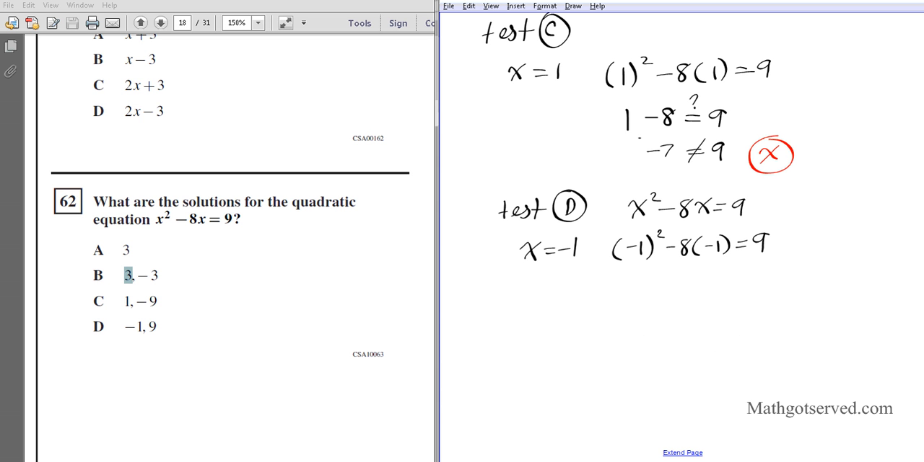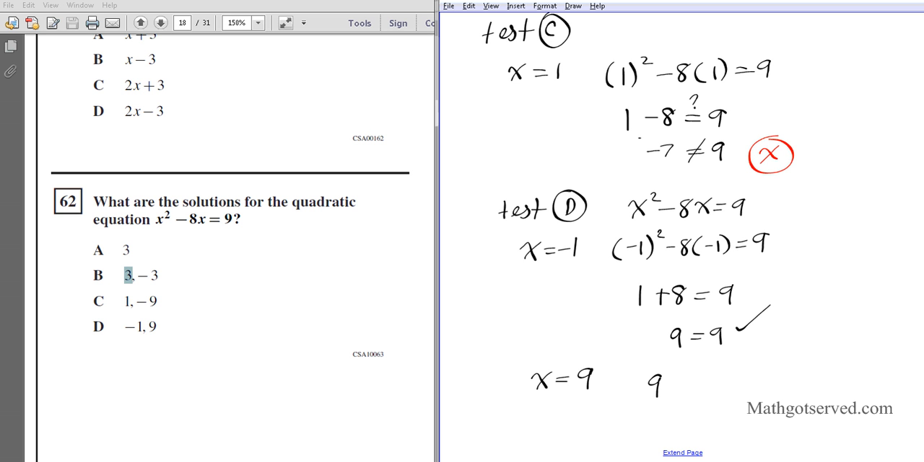Negative 1 squared is 1, minus 8 times minus 1 is positive 8. Is it equal to 9? 1 plus 8 is 9, equal to 9? Absolutely. So the first one checks. Does that mean D is correct? No, we have to check both of them, right? Because there are two solutions there. Test x equals 9 also.